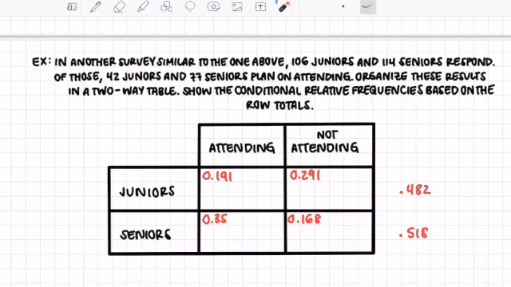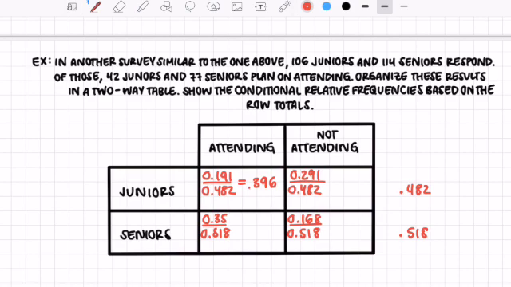So again, all I'm going to do is take both numbers and divide them with each other once more. Dividing by 0.482. Dividing by 0.482. The total here was different. It was 0.518. 0.518, which would equal 0.396. This one will equal 0.604.